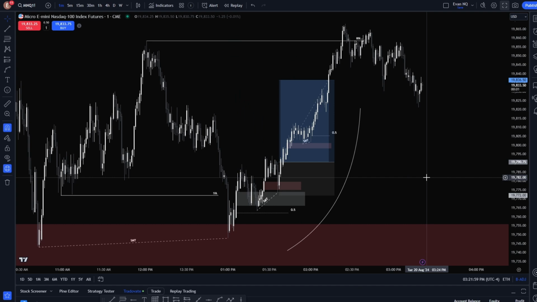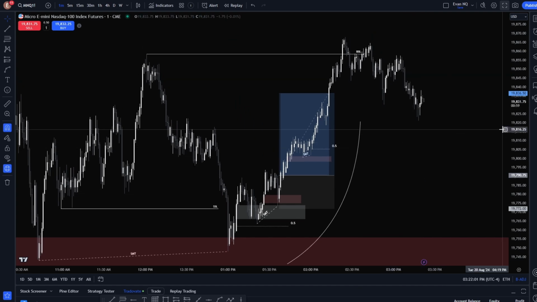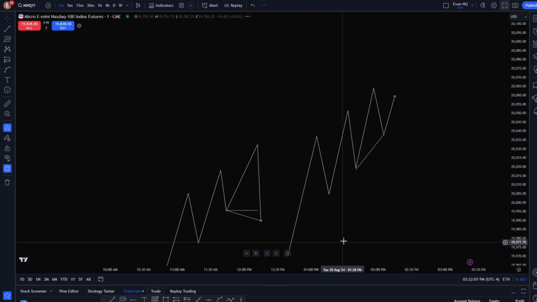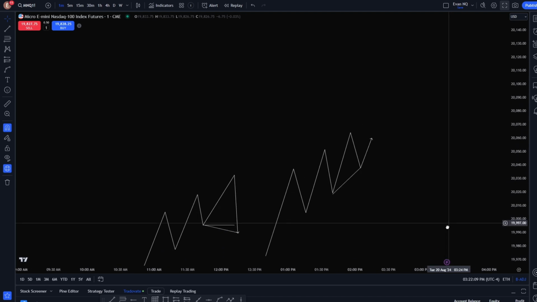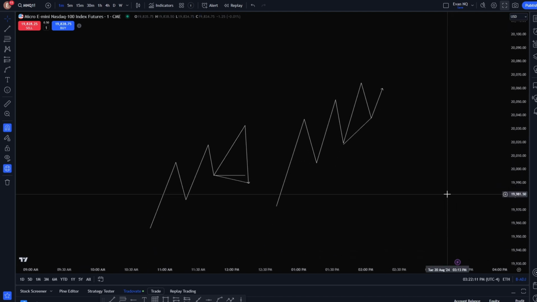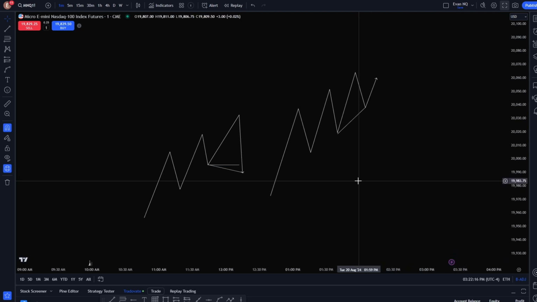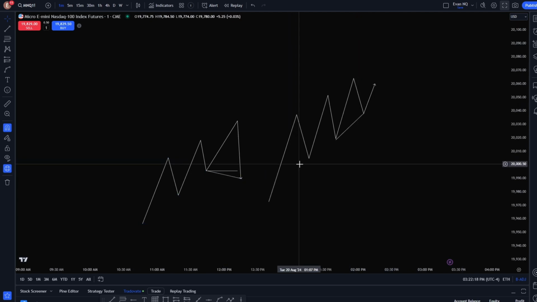Anyways, starting out, I want to go over what manipulation is for you guys, so you understand. Manipulation has two forms, at least that I use. One is SMTs. An SMT is a form of manipulation. It's a divergence between assets.